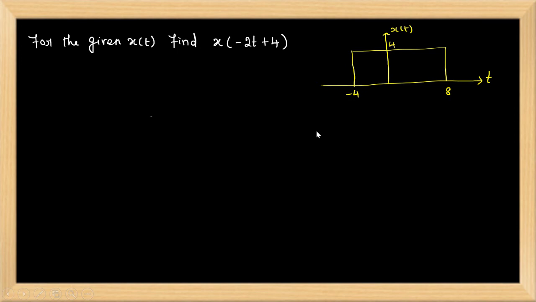Now, for the given signal x of t, find x of minus 2t plus 4. Here in this problem given, all the time operations are given. We have to do time shifting, time reversal, and time scaling. So the easiest method to solve these type of problem is going from left to right. That means we have to complete the time shifting, then the time scaling, and then do the time reversal.